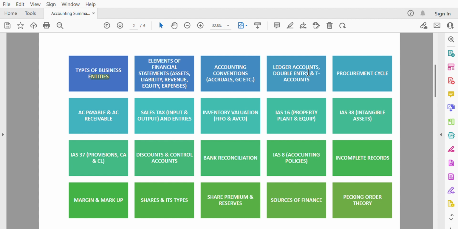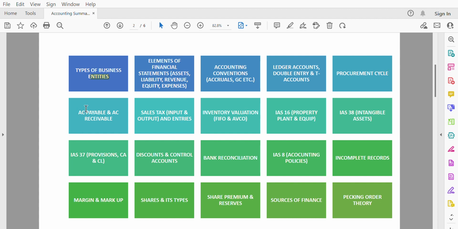Fourthly, we would now be looking at the procurement cycle. The accountant is required to record transactions on the basis that the procurement cycle has been followed before releasing the payment, which means that there is a purchase request, then there is a purchase order, then there is a whole cycle which the accountant needs to know prior to releasing the payment.